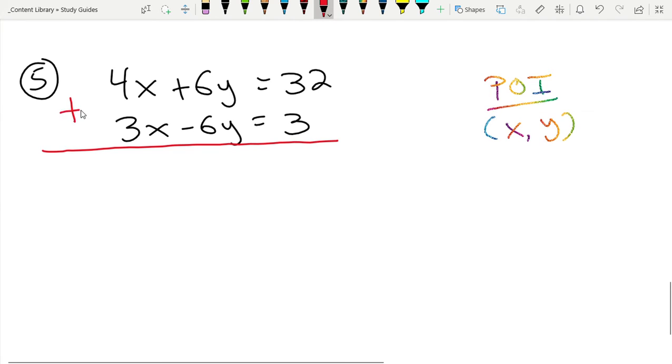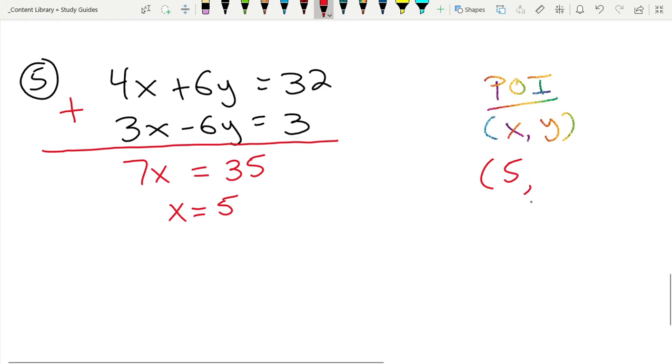So if I were to add these, 4x plus a 3x is a 7x. A positive 6y plus a negative 6y is 0. So we've eliminated the y's. 32 plus a 3 is 35. Well, the whole reason we wanted to eliminate is because now we've got an easy equation. If 7x is 35, then we know that x has to equal 5.